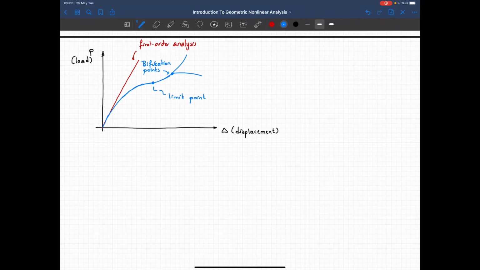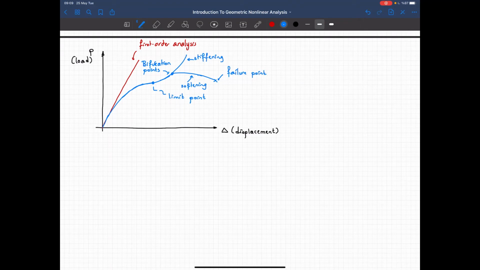Should have an R here, bifurcation points. And I can see stiffening due to the deformed configuration, or I can see softening. And after a certain point, I can of course see a failure point.